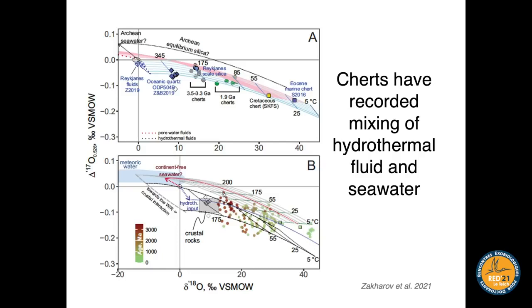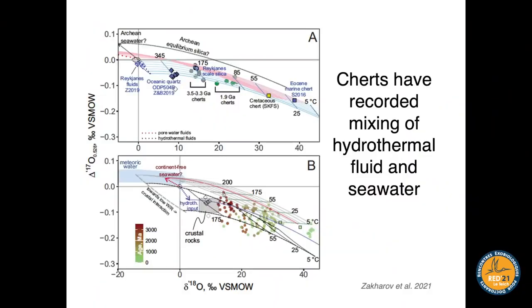So you can see that all of the cherts measured so far plot below this equilibrium seawater curve. So it's very difficult to interpret that all of these cherts were chemically precipitated at equilibrium in an ocean at that time, because they are clearly not plotting on this equilibrium line. But if we look in detail at the cherts and how we can interpret them, we can see here that we have cherts that have recorded a mixing of hydrothermal fluid and seawater. And this is what is shown here.